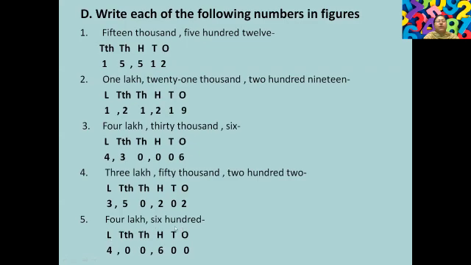4,06,000. So again, ones, tens, hundreds, 1,000, 10,000, lakhs. So under lakh, you have 4. And then 1,000, nothing is there, so put a 0. Then you have a 600, so a 600. Now, I want you to write this down in your copy. Don't forget to write down the ones, tens, 100, which is very important.